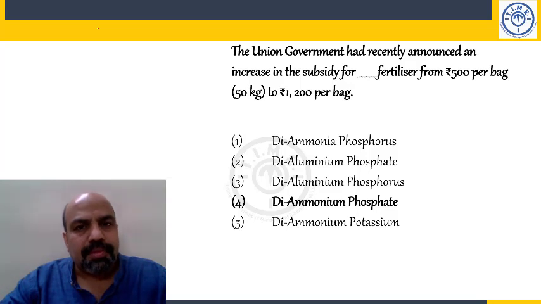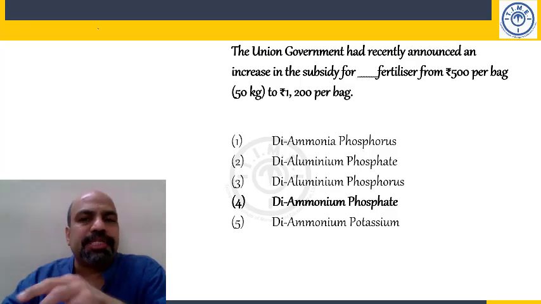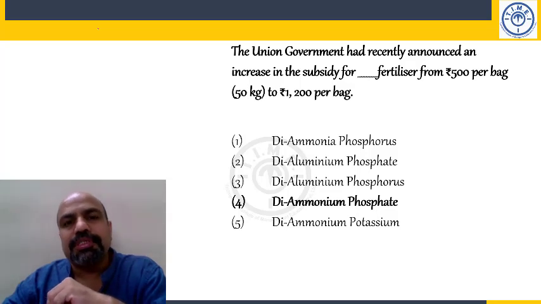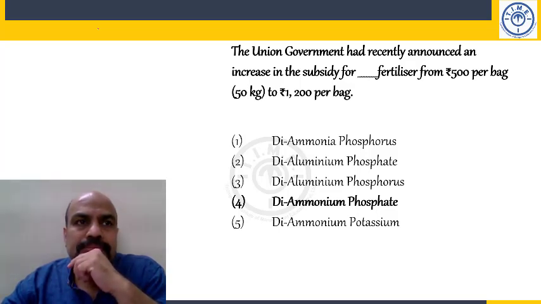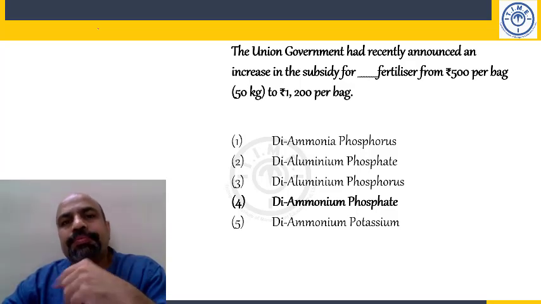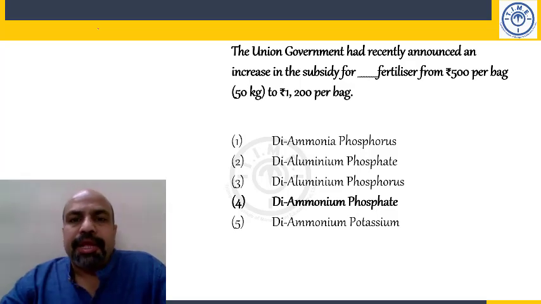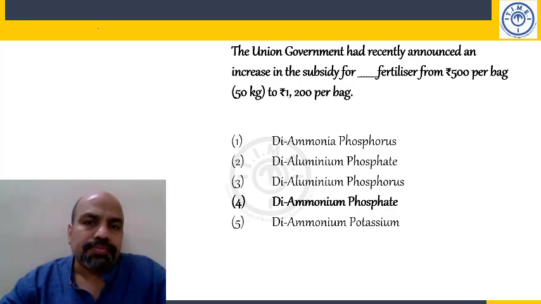The Government of India provides various kinds of subsidies, like food subsidy, fertilizer subsidy, fuel subsidy, healthcare subsidy, and education subsidy.